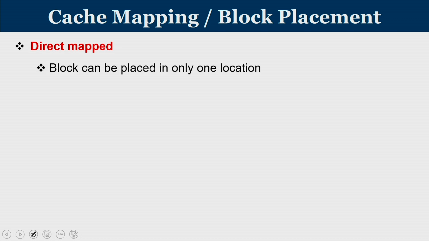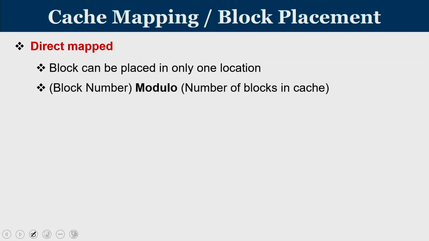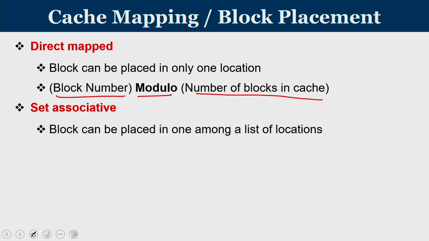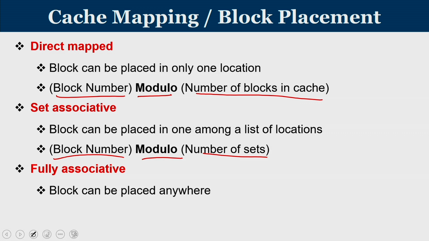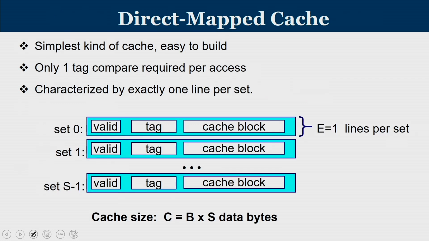So coming to cache block placement, the summary is: direct mapped means a block can be placed only in one location, and you find it as the block number in main memory modulo the number of blocks in the cache. The second is called set associative, where a block can be placed in one among a list of locations. In this case it is block number modulo the number of sets in the cache. And the third one is called fully associative, where a block can be placed anywhere. Now a little bit of illustration about direct mapped cache and set associative cache.